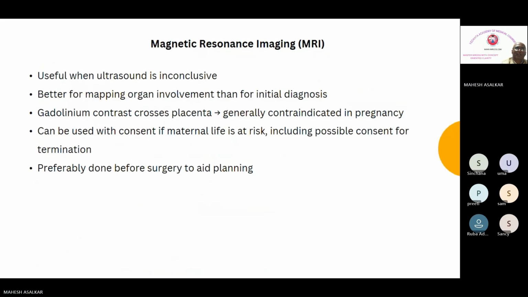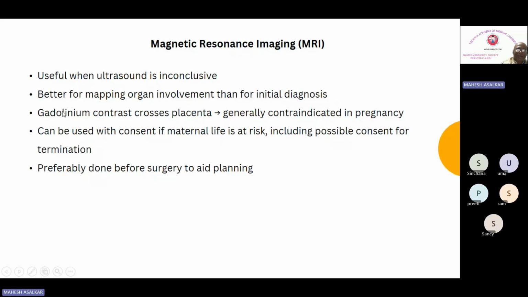Then what is the role of MRI? It is useful when the ultrasound is inconclusive, and better for mapping organ involvement than for initial diagnosis. So you want to know where the placenta is attached, and how the attachment is. So it is better for mapping organ involvement.